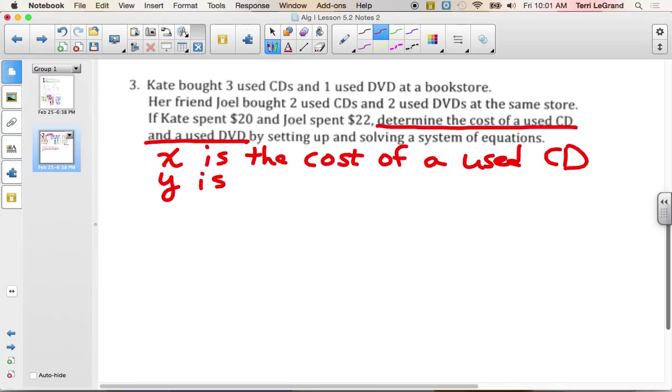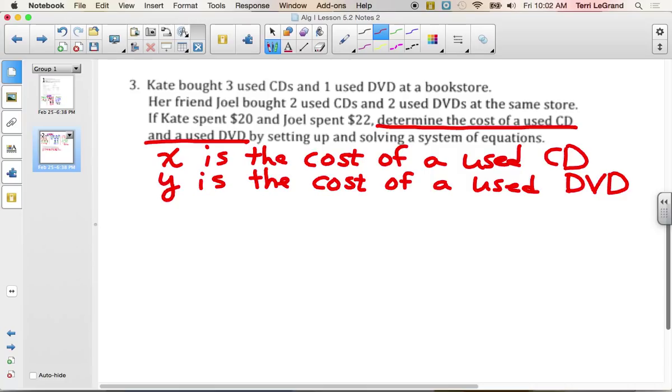Do we have enough information? Is it saying when will they have spent the same amount? Do we need to know that? Not the total. Y can be the cost of the used DVD. Yeah, it's the cost of the used DVD. Those are the two things we don't know.